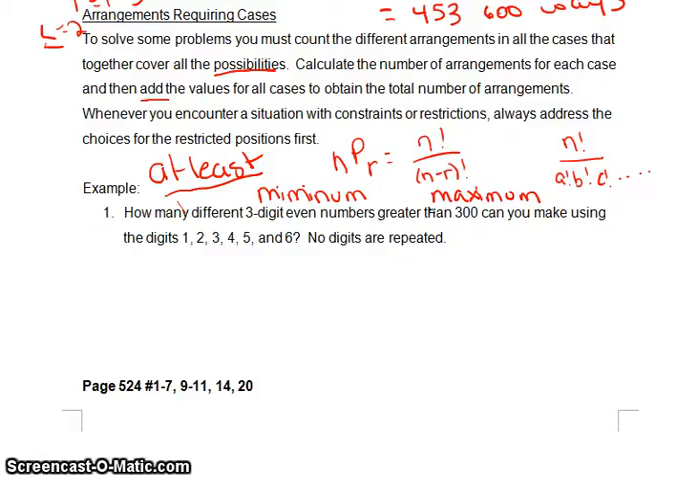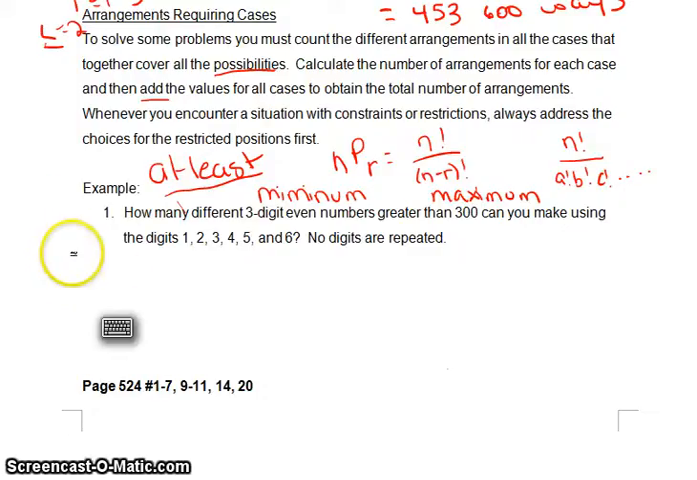Okay. In this first example, we have: how many different 3-digit even numbers greater than 300 can you make using the digits 1, 2, 3, 4, 5, and 6, where no digits are repeated? In this case, we're going to have two different cases. At first it might not be so obvious, but as we work through the example, we'll see exactly how this becomes two cases.